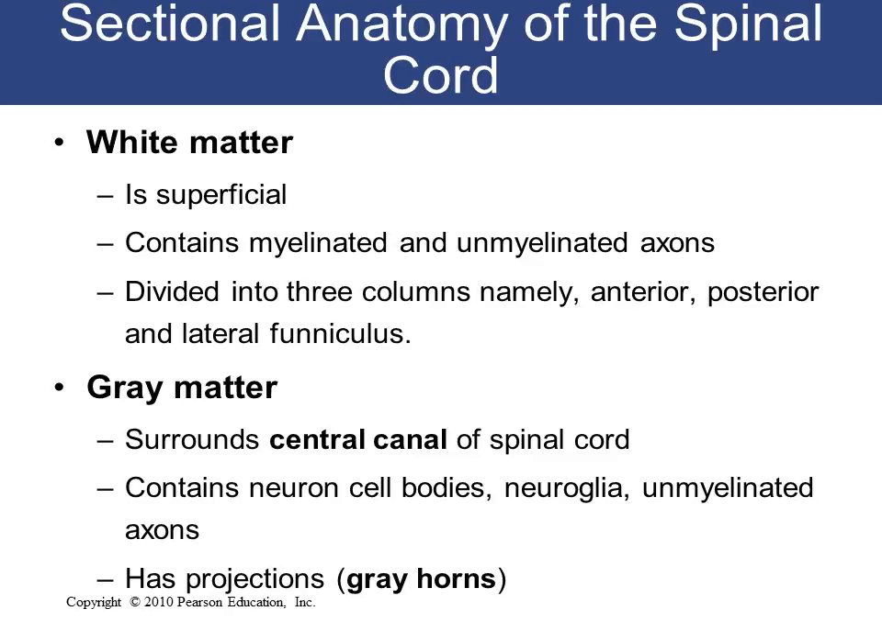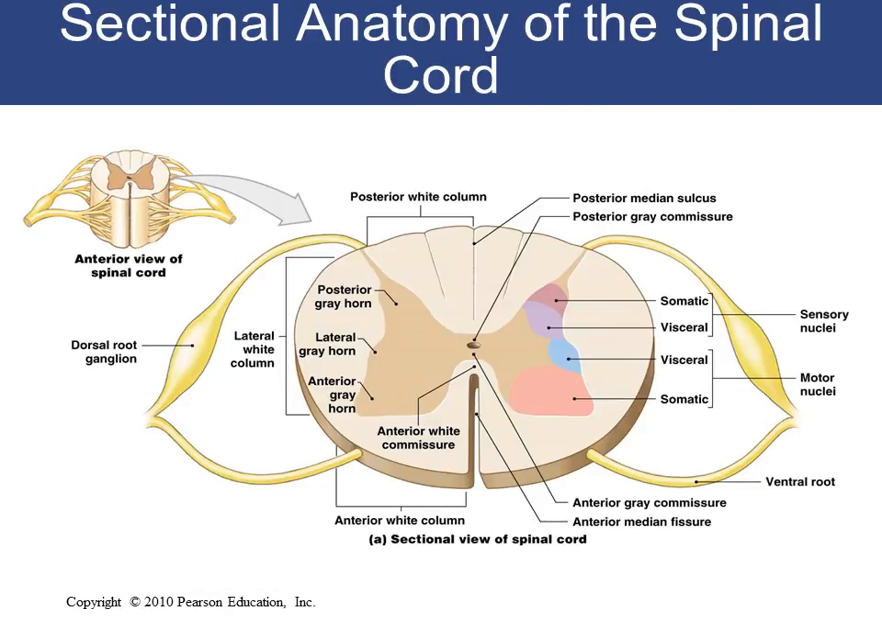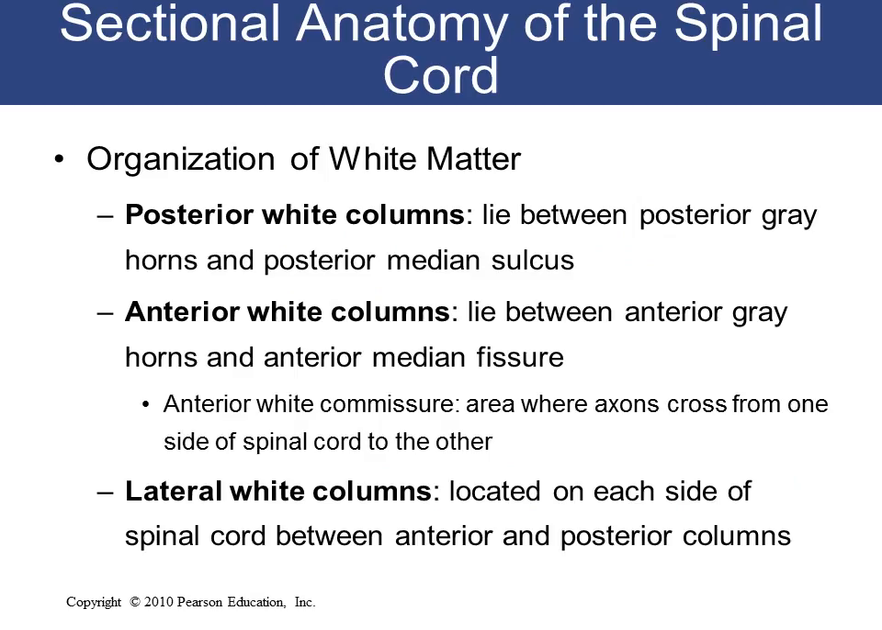And we have the gray matter that surrounds the central canal of the spinal cord, and it contains neuron cell bodies, neuroglia, unmyelinated axons, and they have projections. So this diagram is showing us the two matters. We have the first one, which is the white matter, that is the area surrounding the gray matter, and we have the gray matter, which is the butterfly-shaped structure that occupies the central portion of the cord.